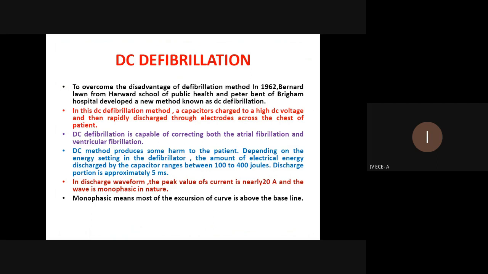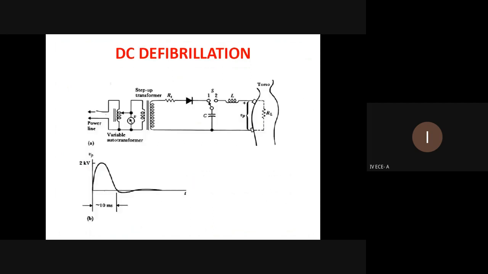The DC method produces some harm to the patients. Depending on the energy setting in the defibrillator, the amount of electrical energy discharged by the capacitor ranges from 100 to 400 joules. The discharge duration is approximately 5 milliseconds. In the discharge waveform, the peak value of current is nearly 20 amps and the wave is monophasic in nature. Monophasic means most of the excursion of the curve is above the baseline.